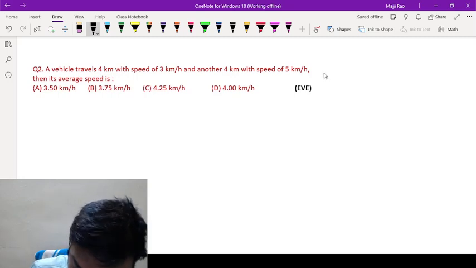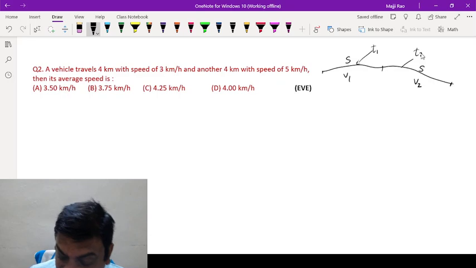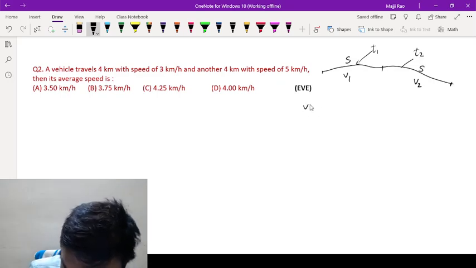Again I'll solve this. Suppose you have this s distance covered with a speed v1, let us say, and another s distance covered with a speed v2. So let us say t1 is the time spent during the motion to cover the first s distance and t2 the corresponding time for the second s distance. So as we require average speed, so average speed is equal to total distance upon total time. This is the formula.